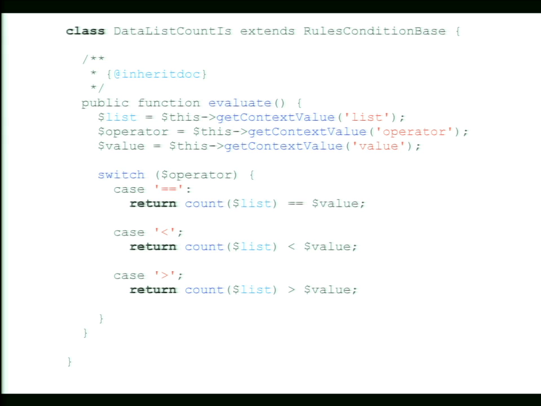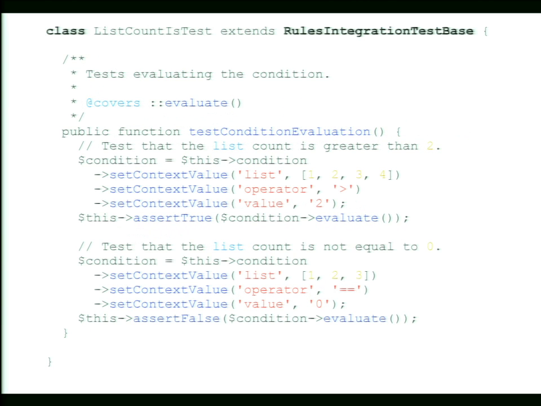Data list count is a condition that checks if the count is equal, less, or more. So you have three parameters: the list, the operator, and the value. Based on the combination, it returns whether the data list count is greater than, equal to, or lower than the value. Pretty straightforward condition. And the test, that's an abbreviation, we have lots more test cases.